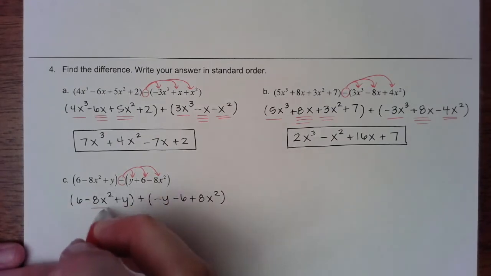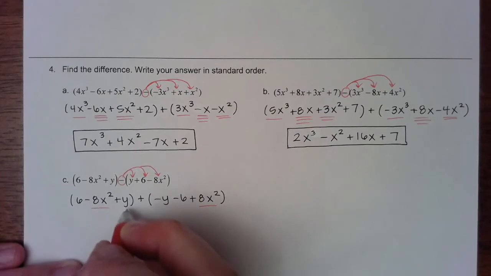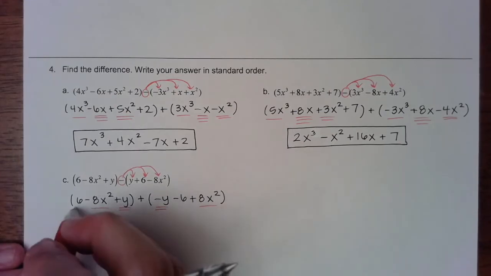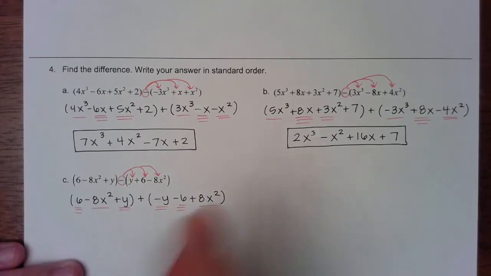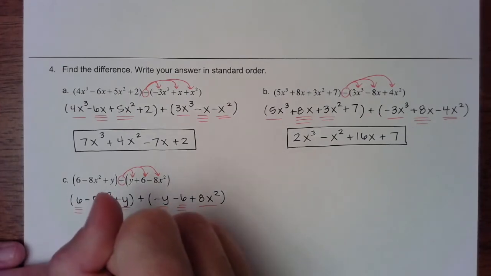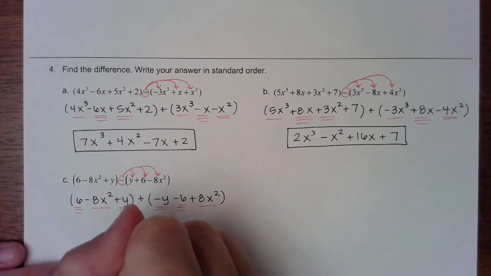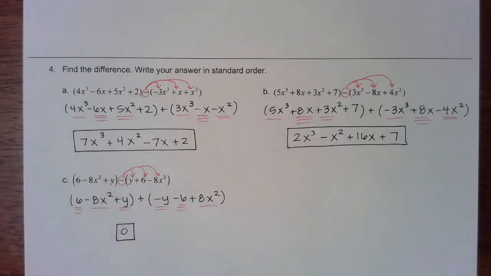On this one, we'll go through and we'll combine our like terms, so we'll find the ones that match up with each other. And so what happens on this one is that when everything combines together, everything cancels out, and so we just get 0 as our answer to this question.